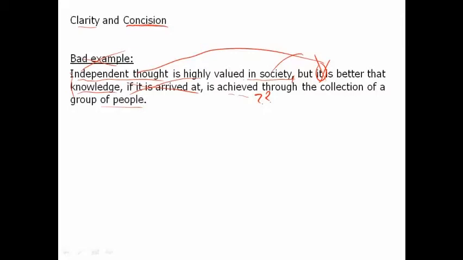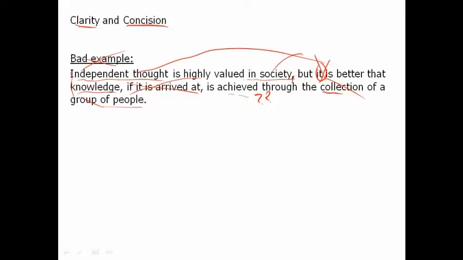You can see that this is not concise. That means it doesn't use as few words as possible to convey a point, and it's not clear because we're not exactly sure what it's saying. You can even notice here at the end, the collection of a group is a collection, a group of people are a group. So you can see that all of this is redundant, so it's just a poorly written sentence.